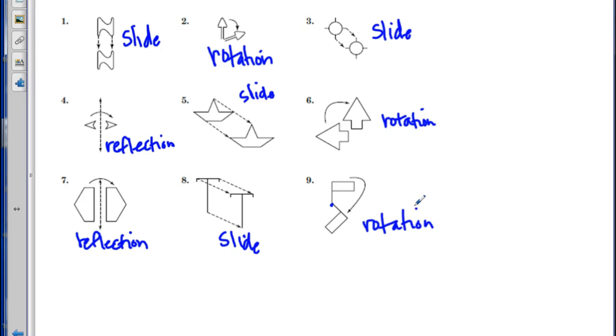All right, so we have an image and a pre-image. So I have a pre-image to start with, and then an image here. All right, my figures are the same. They don't change shape. All the angles are the same measure. All the sides are the same measure. These are congruent transformations, which are called isometries. So this is a transformation that's an isometry, which is kind of cool.